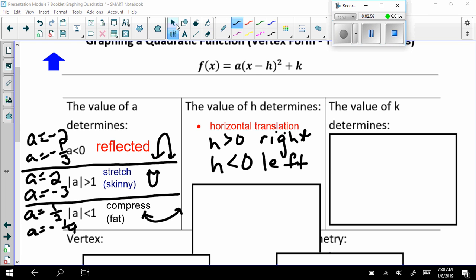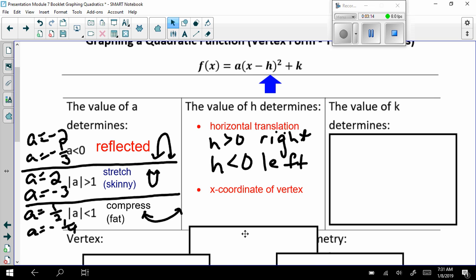Now we have to be careful when we're picking that value for h, because I want you to notice x minus. See this minus? That's part of the formula. So we've got to be careful when we're determining that value for h. We're going to talk more about that when we look at our example.